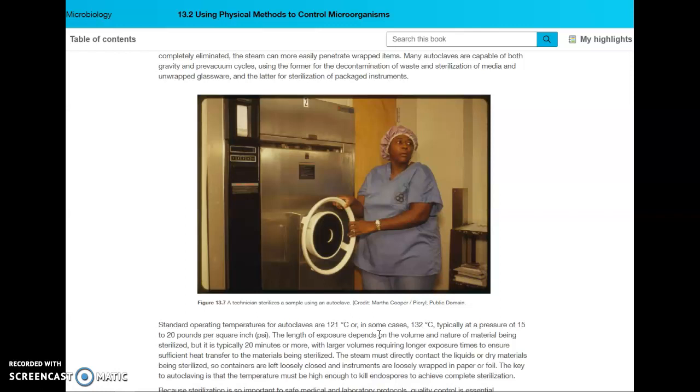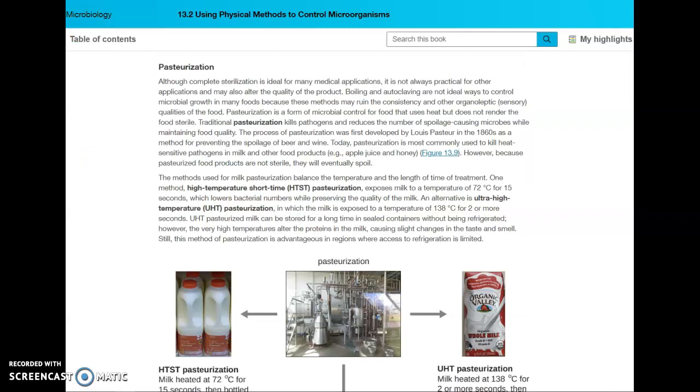The goal with the autoclave, though, is that we can achieve complete sterilization because the temperatures get high enough that we can also kill the endospores of bacteria. Another type of using heat would be pasteurization. Pasteurization has the goal of killing pathogens and also reducing the spoilage microbes, but it doesn't alter the taste of the food product. So we're maintaining food quality, but also being able to kill the majority of the microorganisms.